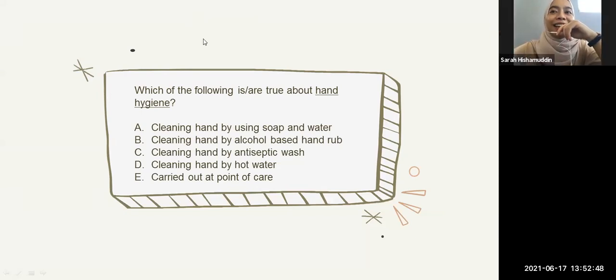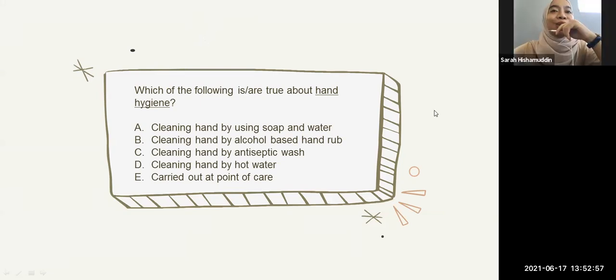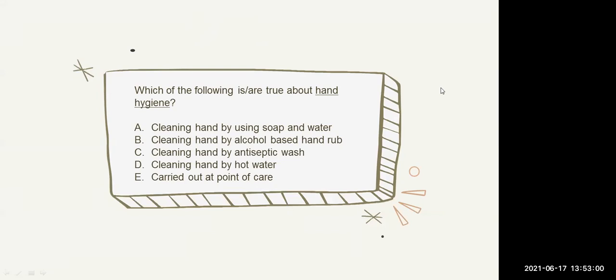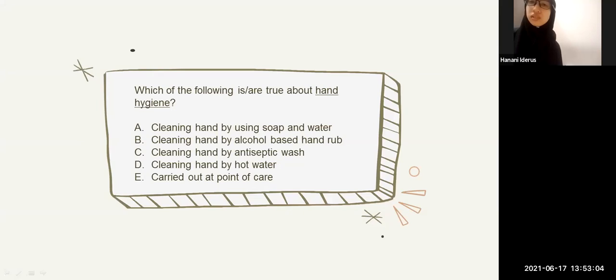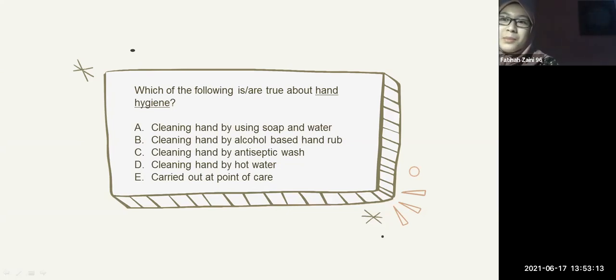Okay, Hanani, can you answer D? What type of question is this? Is it one best answer? And it's MCQ. MCQ question. I think B is false. Okay, great. Who's the other one? Fatiha, can you answer E? E, carried out at point of care. I don't really understand what is at point of care about. False. All right.